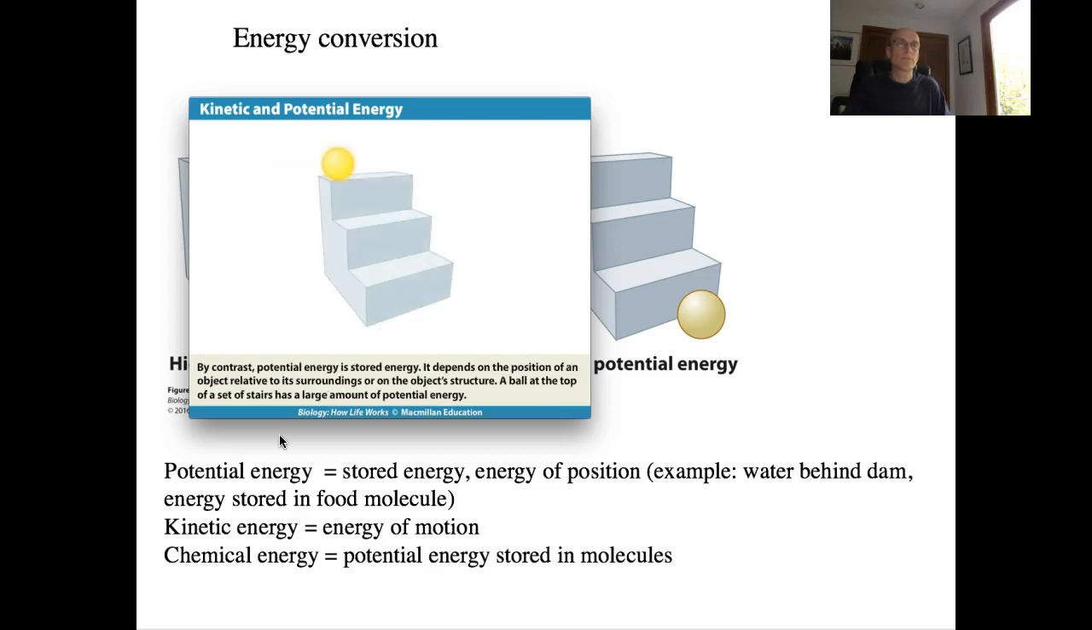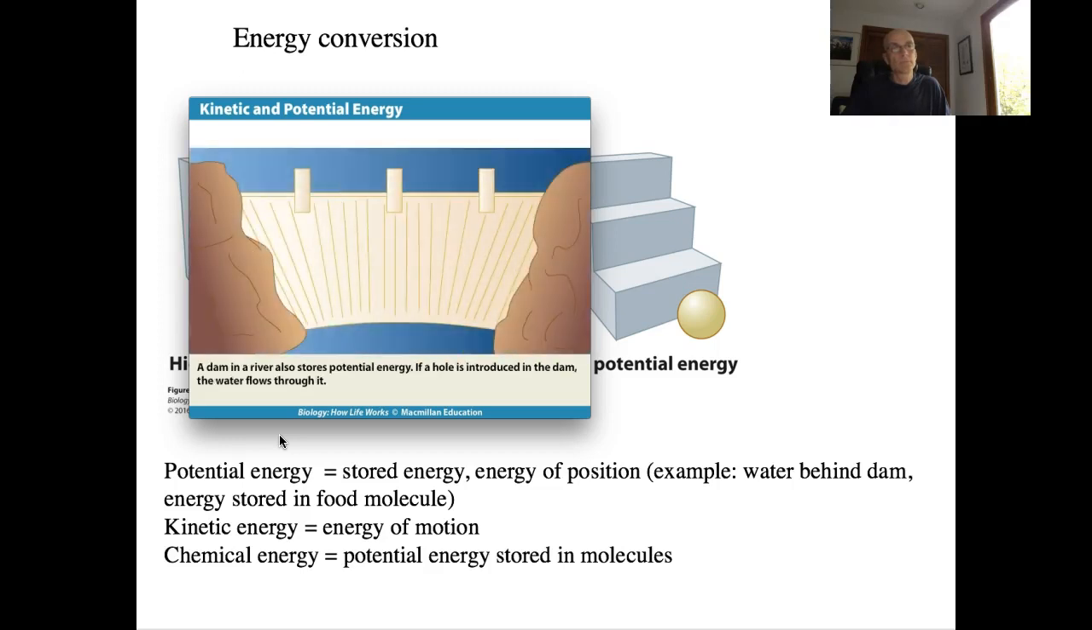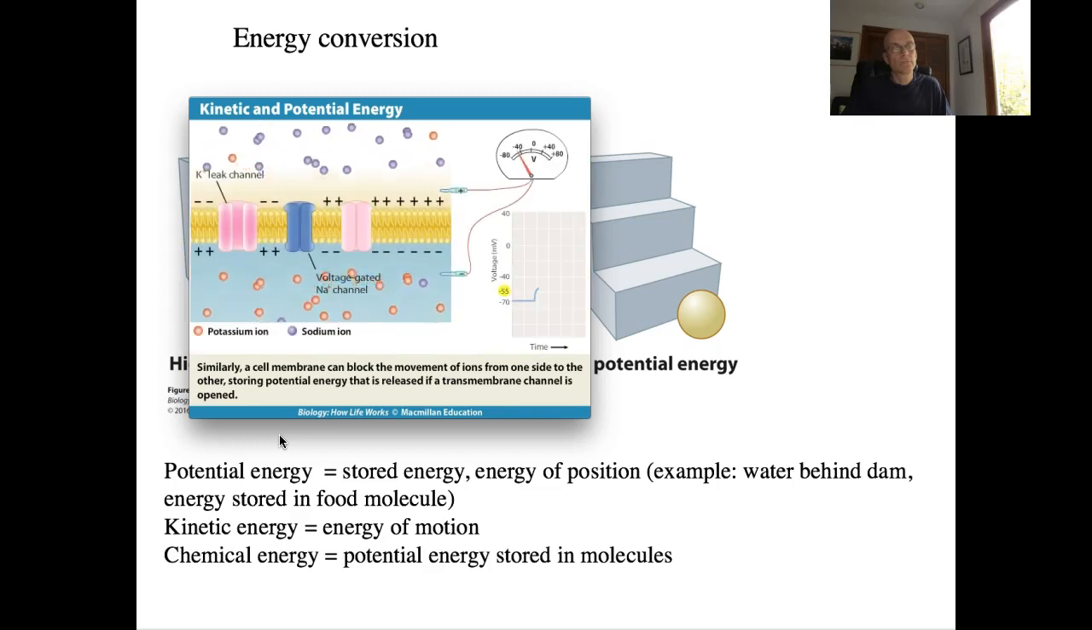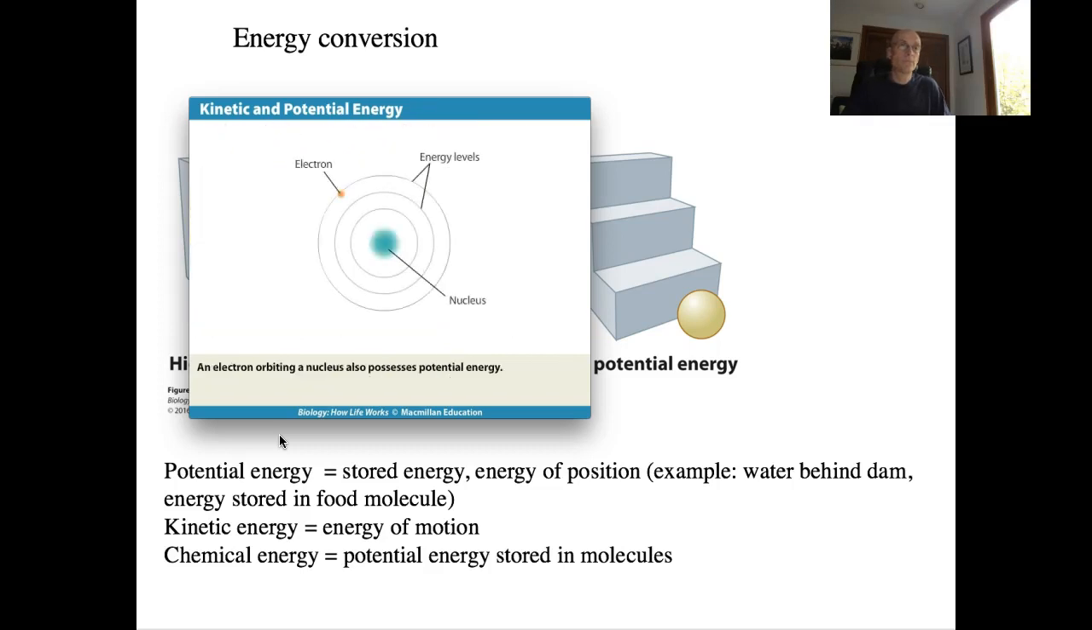By contrast, potential energy is stored energy. It depends on the position of an object relative to its surroundings or on the object's structure. A ball at the top of a set of stairs has a large amount of potential energy. Given the chance, the ball will roll down the stairs. In this case, the potential energy of the ball is converted to kinetic energy. A dam in a river also stores potential energy. If a hole is introduced in the dam, the water flows through it. Similarly, a cell membrane can block the movement of ions from one side to the other, storing potential energy that is released if a transmembrane channel is opened. An electron orbiting a nucleus also possesses potential energy. This potential energy is converted to kinetic energy as the electron moves closer to the nucleus.